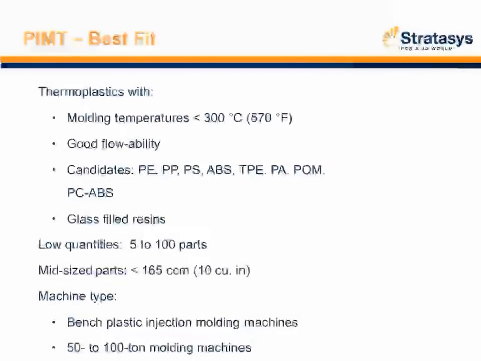In terms of quantities, we're talking about low quantities that we get out of the mold, and this is, again, just to get your first prototypes from the real end product material that you can use for functional testing of your parts. So we're talking about between 5 and 100 parts, and again, it depends on the complexity of the part and the material you're going to inject. Of course, if you're injecting very high melting point materials like glass-filled nylons, or a good flowability and low melting point plastic like polypropylene, the number of parts that you can get out of the mold will be different. We're talking here about mid-sized parts, less than 165 cubic centimeters or less than 10 cubic inches.